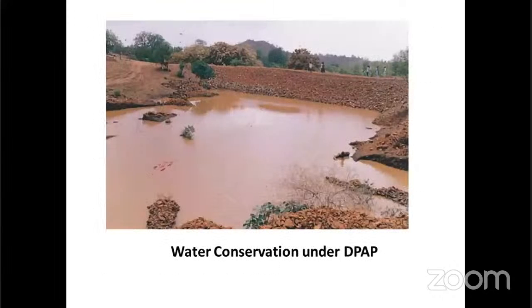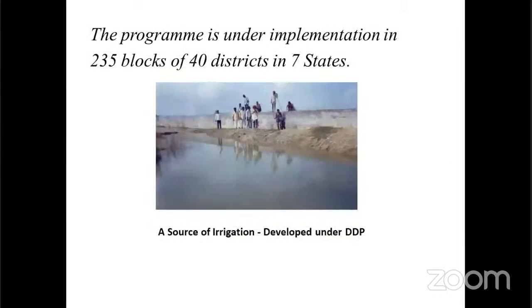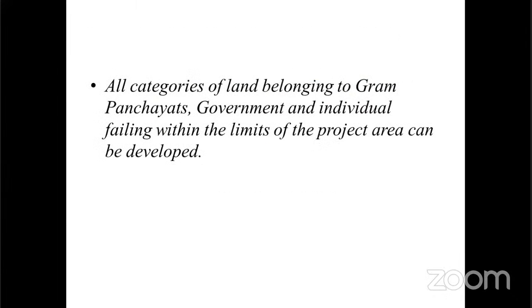Next one, the Desert Development Program. It is de-desertification, because we can restore the ecological balance. If we conserve the water in the desert areas, it will reconstruct the desert into evergreen areas. So that's why the Desert Development Program came. It restores the ecological balance of land, water, and vegetative cover, and it will be useful for the productivity of the produce. Please remember this, please go through this.